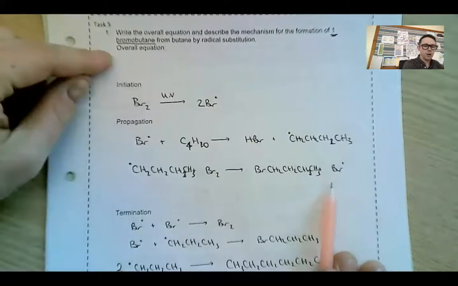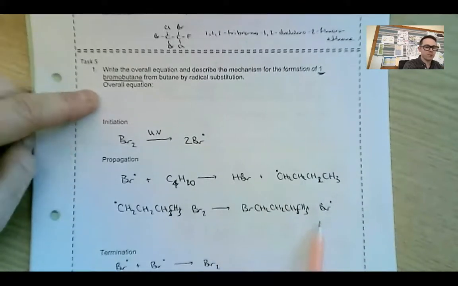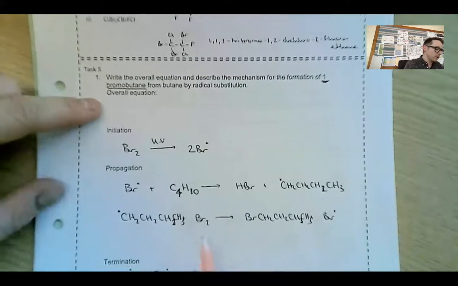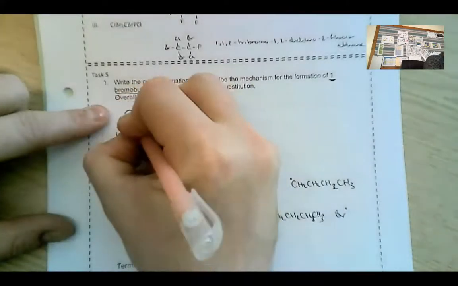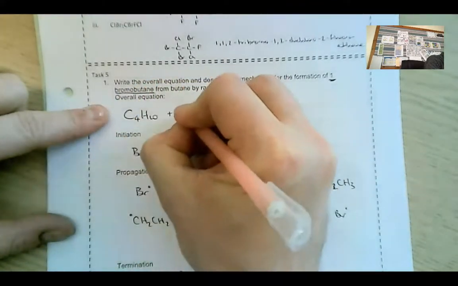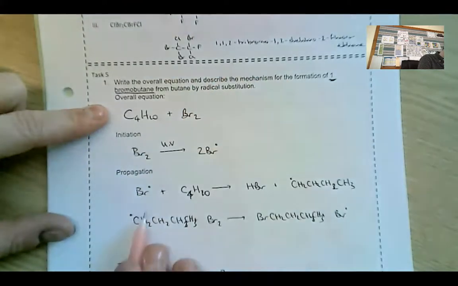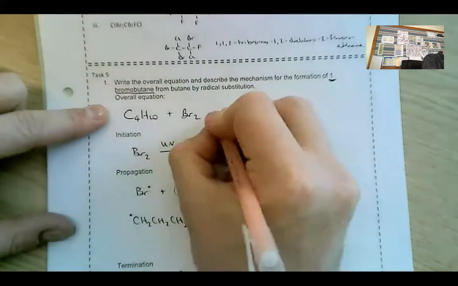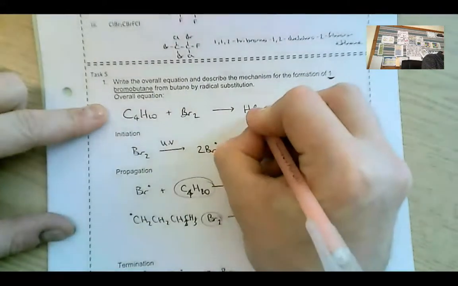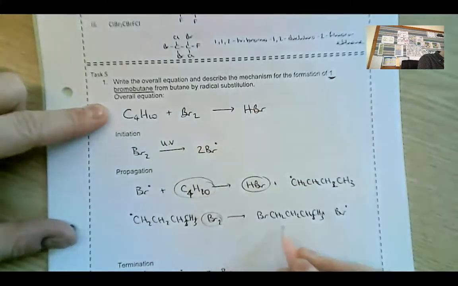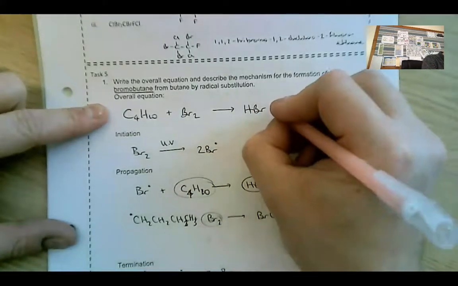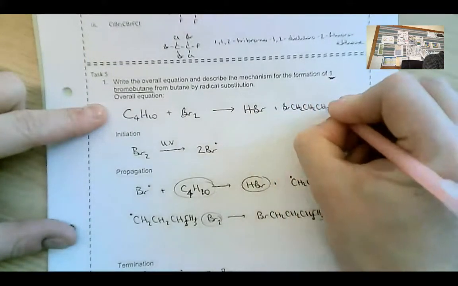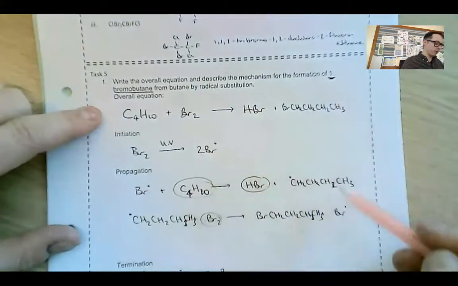Now, if you recall, the best way to get the overall equation is to add up the 2 propagation steps and cancel out any radicals. So we should have C4H10 plus Br2, because the radicals that are on this side cancel. So C4H10 and Br2 are on the left, and it's going to make HBr and our 1-bromobutane product. So Br, CH2, CH2, CH2, CH3. So that's our overall equation.